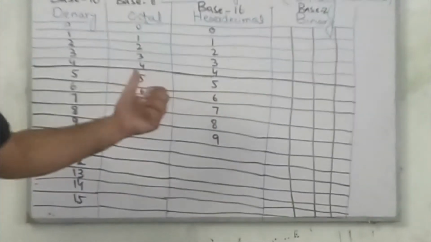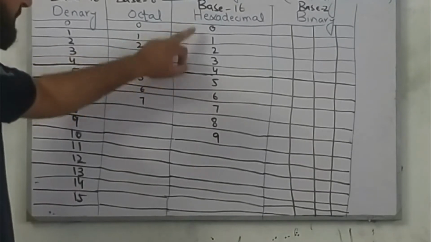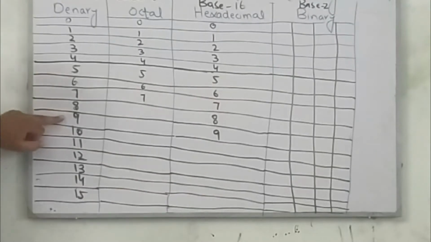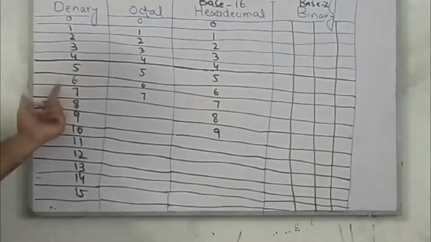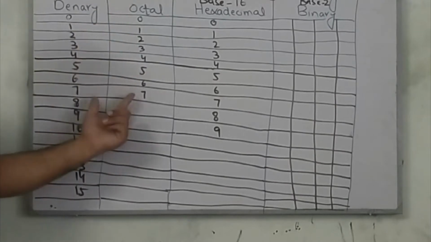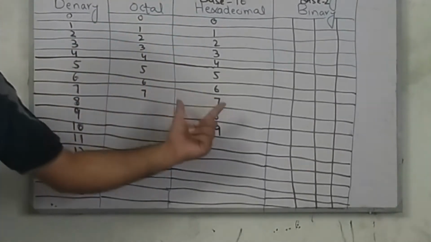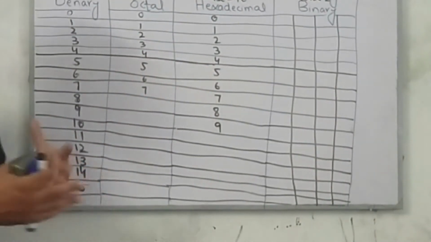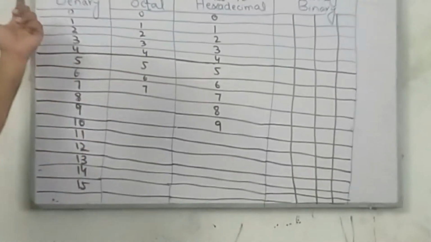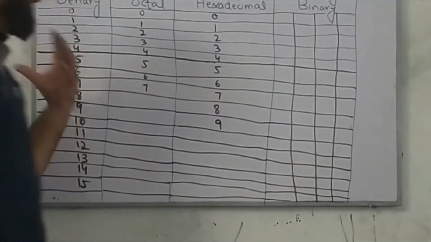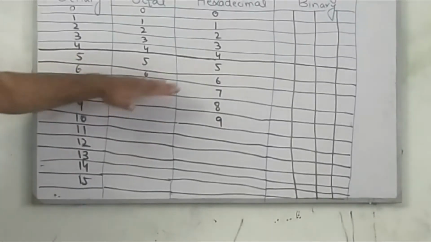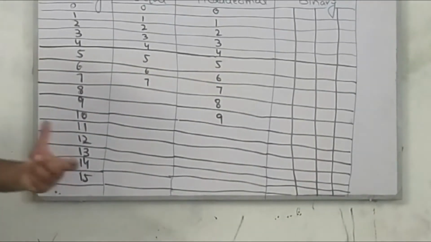Then hexadecimal numbers. It will start from 0 and go till 9, just like Denary numbers. Base 10, base 8 and base 16 are the same till 7. You are with me there? It's very easy. When you compare Denary, Octal, Hexa or binary numbers, you need to write the tables just like that. Till 7 they are the same across Denary, Octal and Hexadecimal. Where will changes reflect?